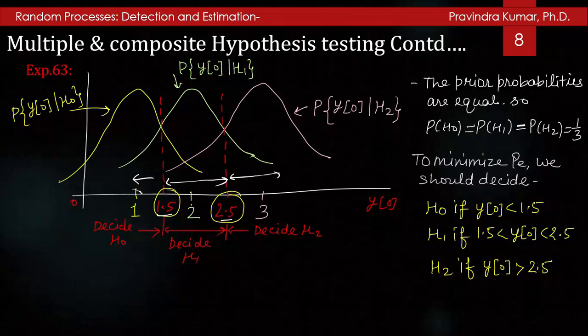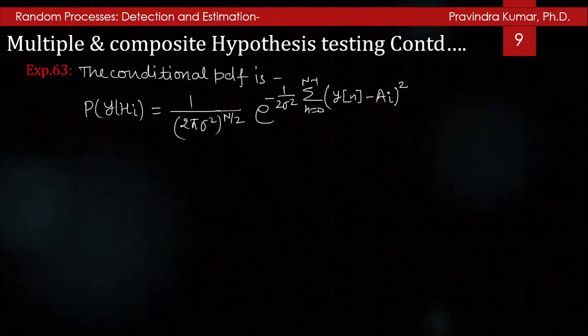In this case, the conditional PDF can be written as P(y given Hi) equal to (1 by 2 pi sigma square) to the power n by 2, times e to the power minus 1 by 2 sigma square summation n from 0 to n minus 1 of (yn minus ai) whole square, where a0 is equal to 1, a1 is equal to 2, and a2 is equal to 3. So for the hypothesis H0, the conditional PDF P(y given H0) will be equal to (1 by 2 pi sigma square) to the power n by 2, e to the power minus 1 by 2 sigma square summation n from 0 to n minus 1 of (yn minus 1) whole square, since under hypothesis H0, a0 is 1.